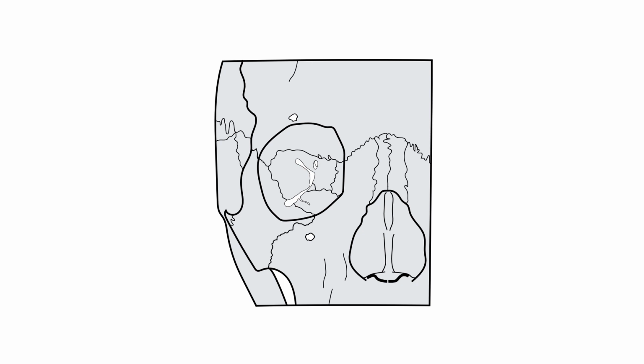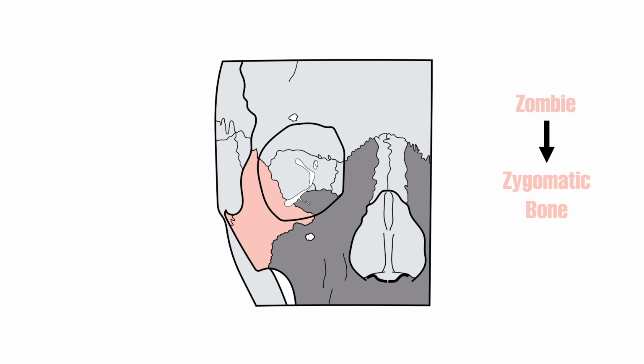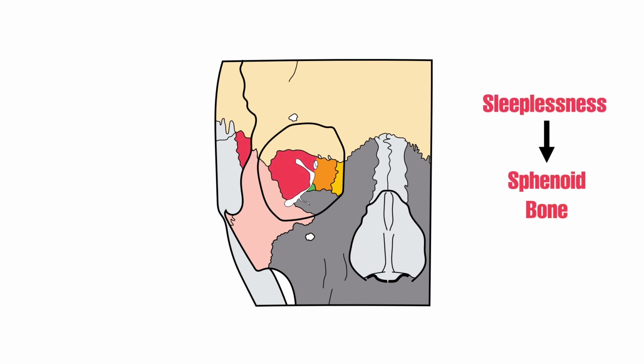But anyways, many is for the maxilla, zombie is for the zygomatic bone, eyes is for the ethmoid bone, look is for the lacrimal bone, pale, palatine bone, from frontal bone, and finally sleeplessness is for the sphenoid bone. And these are pretty much the 7 bones that make up the bony orbit.